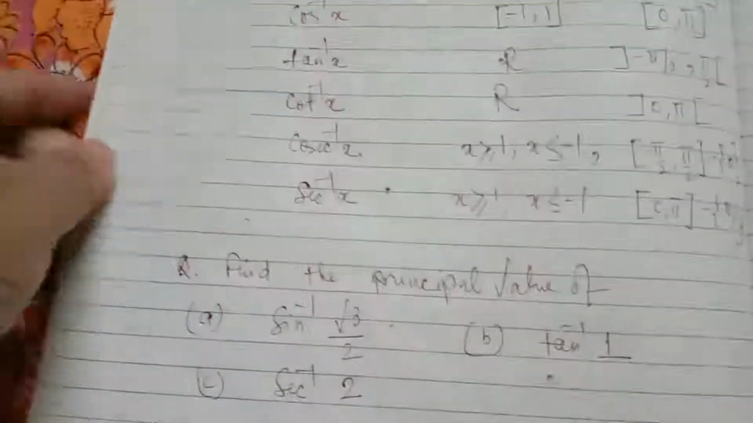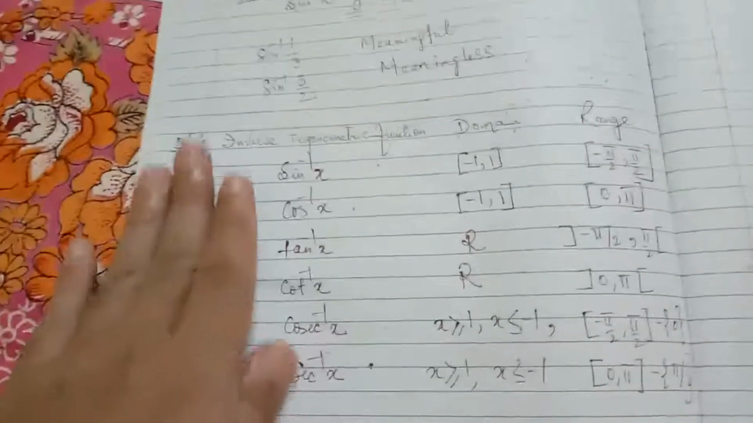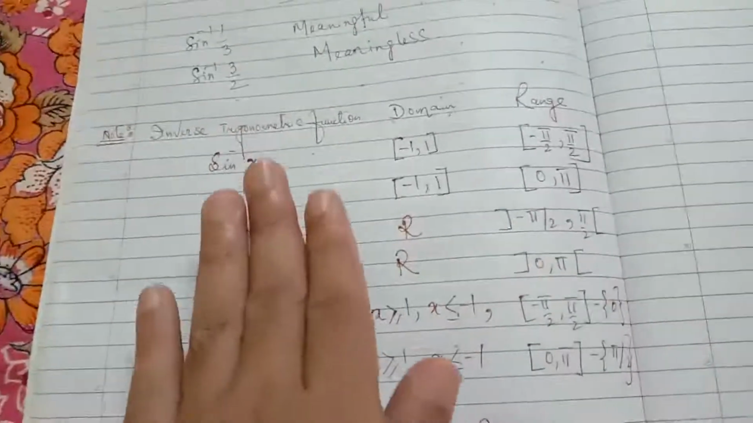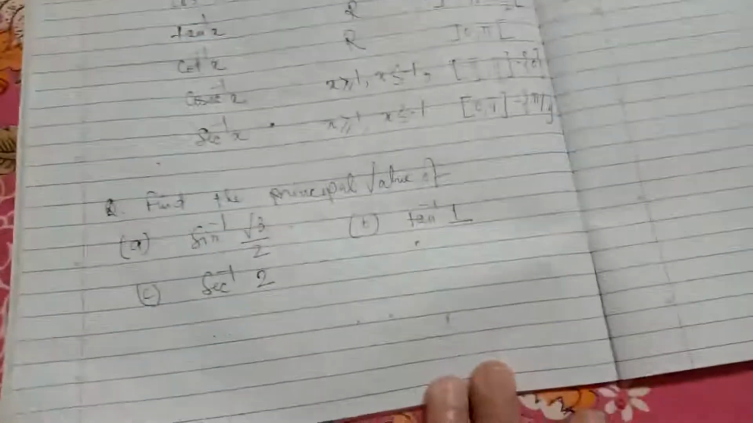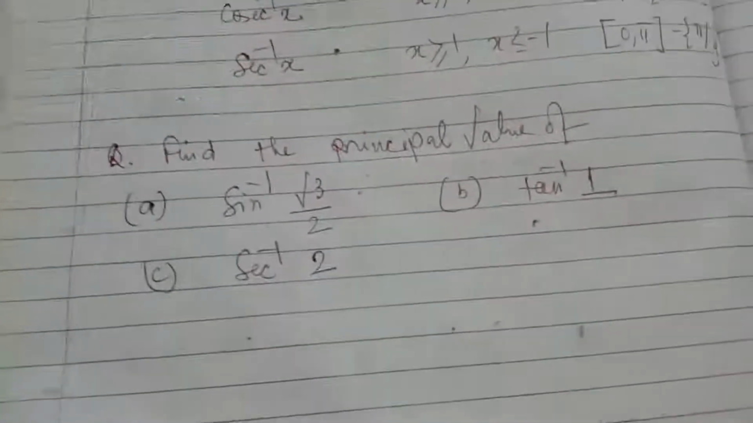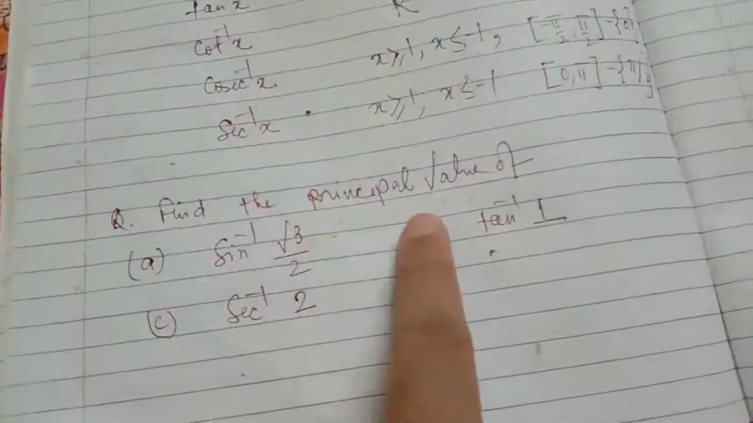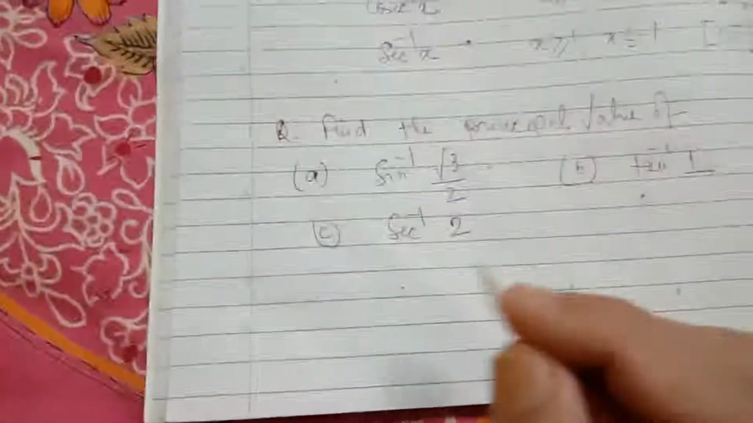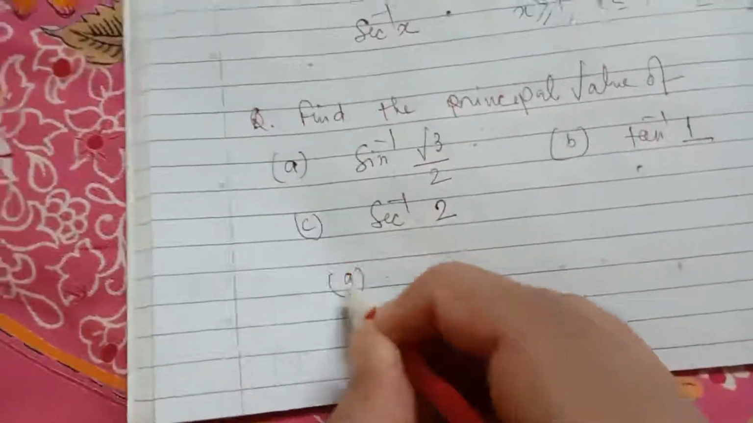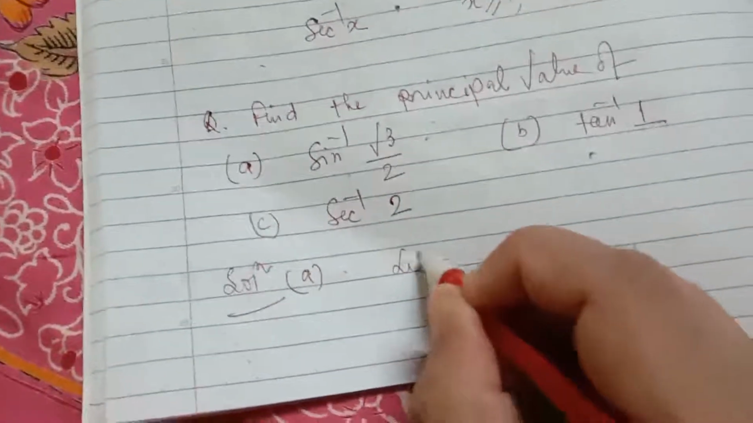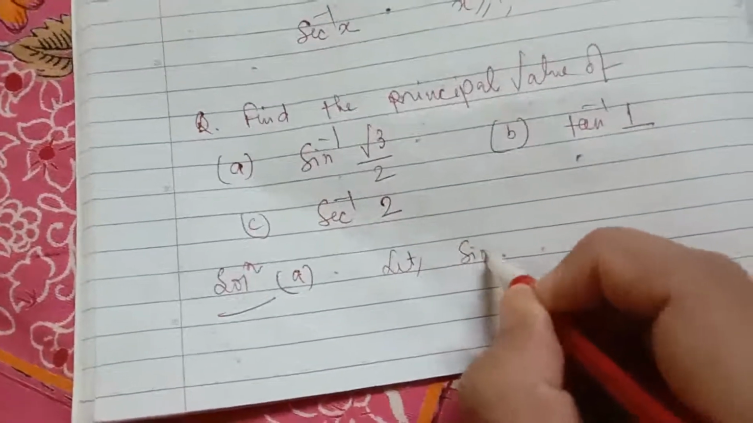Now, by using this important note, the domain and range of inverse trigonometric function, let us try to solve some problems. These are very important questions. This is a one mark question, very important from exam point of view. The first question is, find the principal value of sine inverse of root 3 by 2. We have to find the value of sine inverse of root 3 by 2.